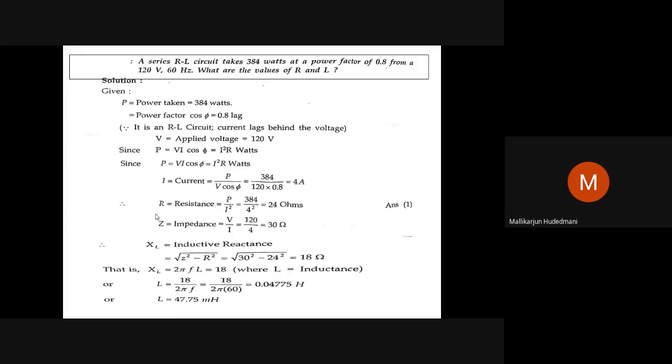A series RL circuit takes 384 watts at power factor 0.8 from a 120 volt, 60 hertz supply. What are the values of R and L? So it basically starts with a series RL circuit. The series RL circuit consumes 384 watts. Now I would like to ask, in the RL series circuit, who is absorbing the power? You must trace. That is the resistor. Then the power factor of the circuit is 0.8 and the inductor L is there. It must be lagging. Yes, that you have to highlight yourself.